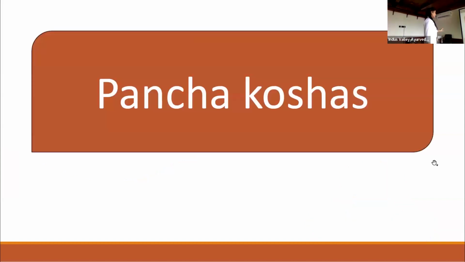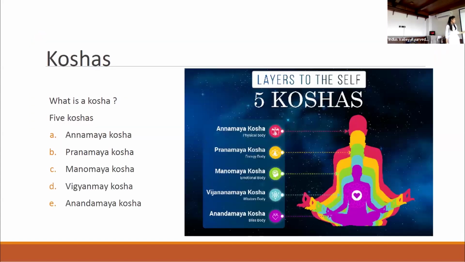Pancha is a Sanskrit word. Pancha means five and Kosha means layer or sheath. So we are going to discuss the five sheaths of the human body, or five layers of the human body. These are the five sheaths. The first is Annamaya Kosha. In India, Anna means food. It is the food body. This body you can see, feel and touch, because it is made up of food and five elements.